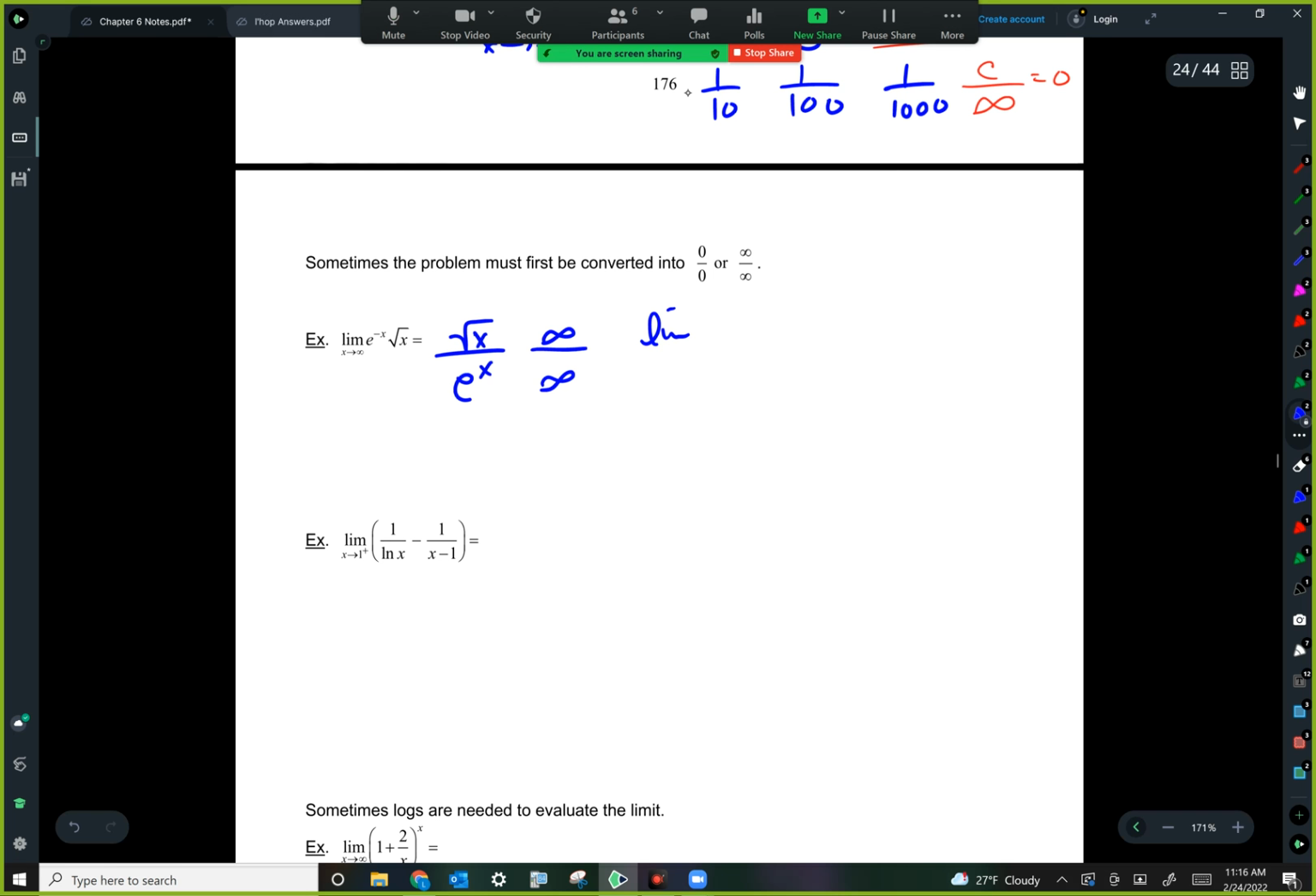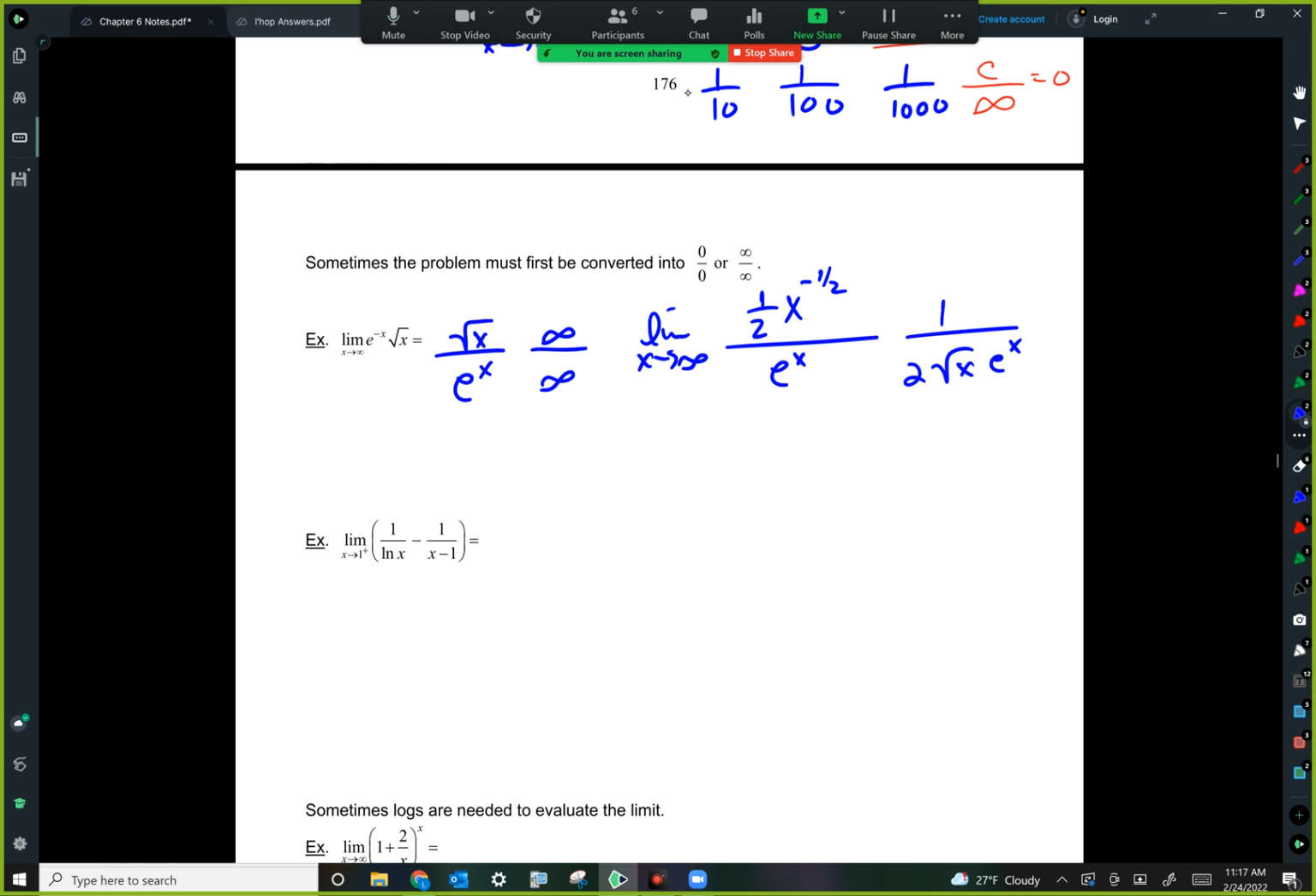So limit as x approaches infinity. Derivative of square root of x is 1/2 x to the negative 1/2. And on the bottom, derivative of e to the x is still e to the x. You know what I think I'll do? Before I substitute, let's clean this up. That x to the negative 1/2, can't I move that to the denominator? So in fact, I can move the 2 down also. This is kind of like a 1 over 2 square root of x e to the x. That's just me moving things around.